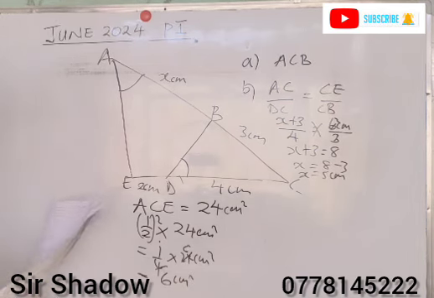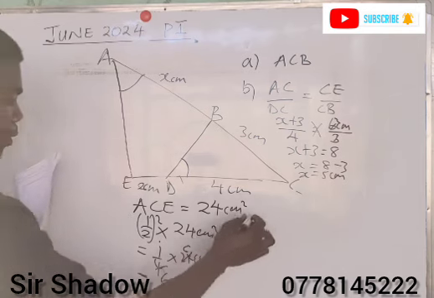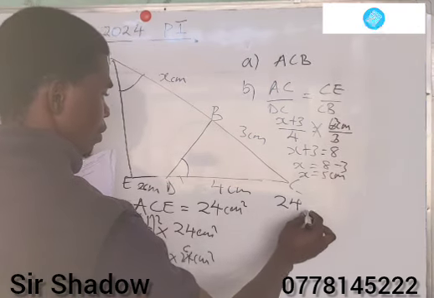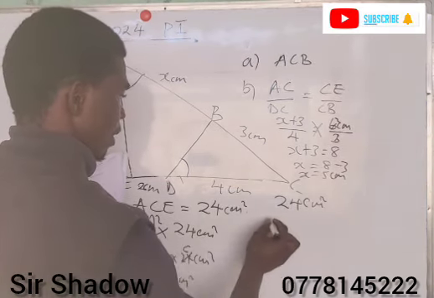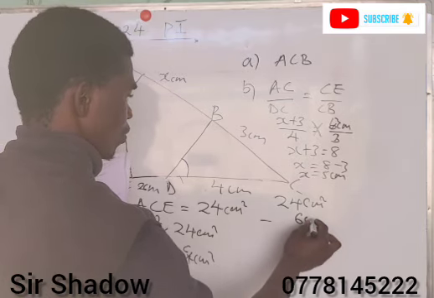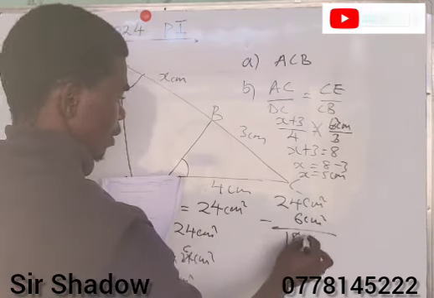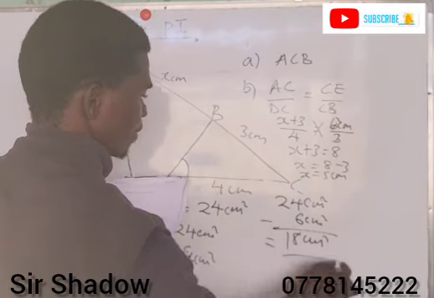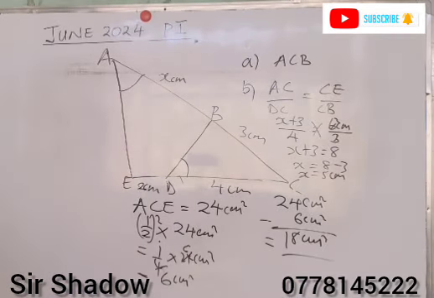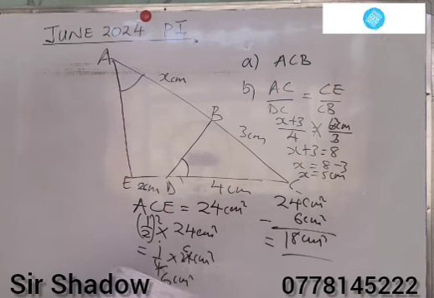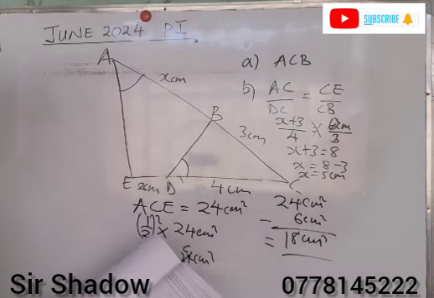To find the area of the quadrilateral, we take 24 square centimeters minus 6 square centimeters. It gives us 18 square centimeters. This becomes the area of the given quadrilateral. Then let's move on to question number 23.